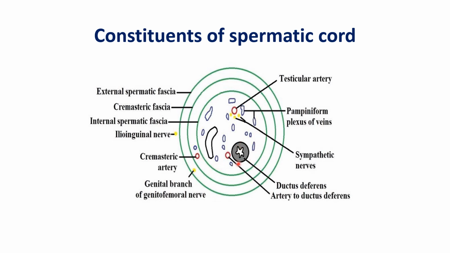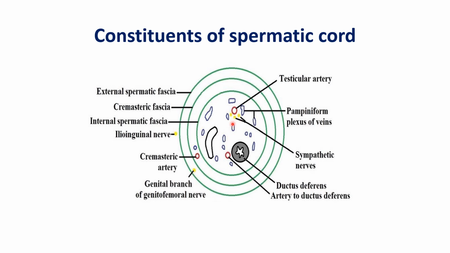What do we see in the cut section of the spermatic cord? We find the main content is the ductus deferens. Then there are three arteries: the testicular artery, the cremastric artery, which is a branch of the inferior epigastric artery, and the artery to the ductus deferens. We have some nerves here. What are the nerves? The genital branch of the genitofemoral nerve, which supplies the cremastric muscle.